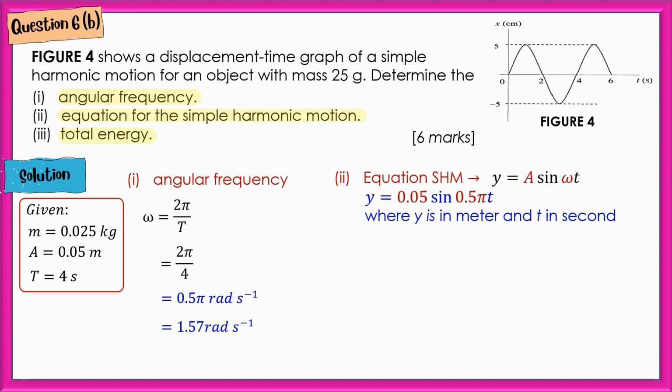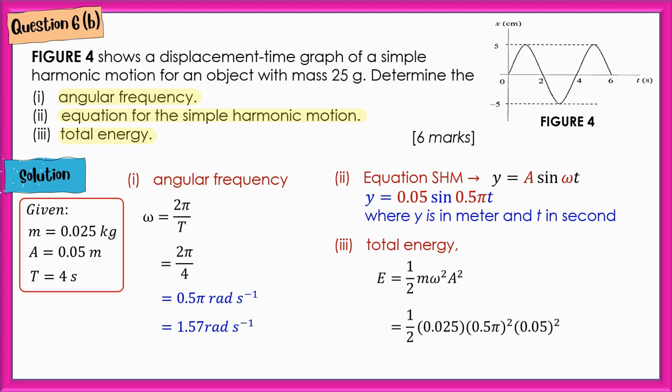For question number 6b3, to calculate the total energy, we know the total energy for the simple harmonic motion is half m omega square a square. You just need to substitute the mass, omega, and also the amplitude. You will get the answer for the total energy as 7.71 times 10 to the power of negative 5 joule.